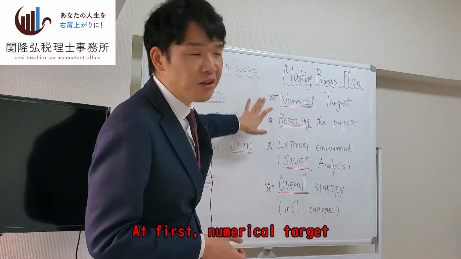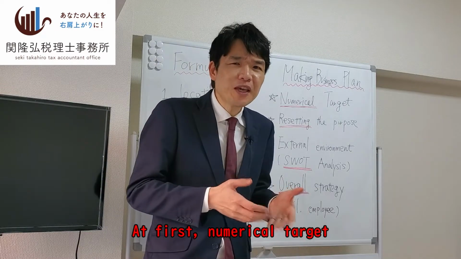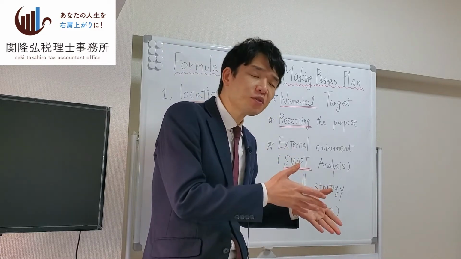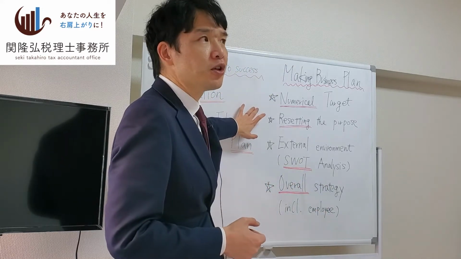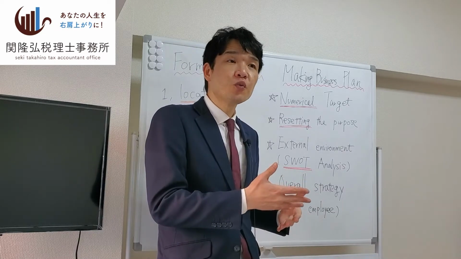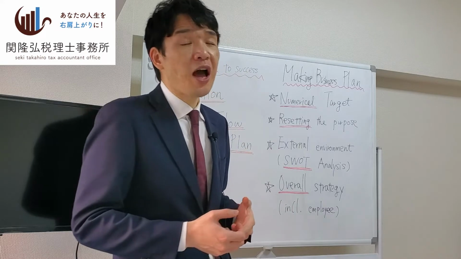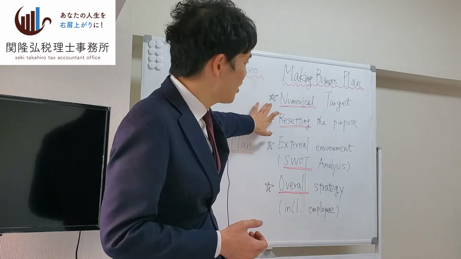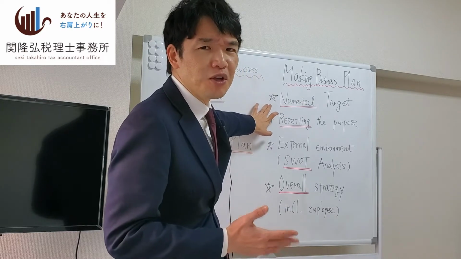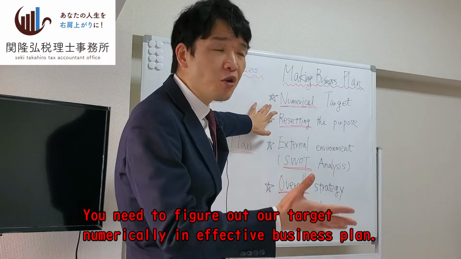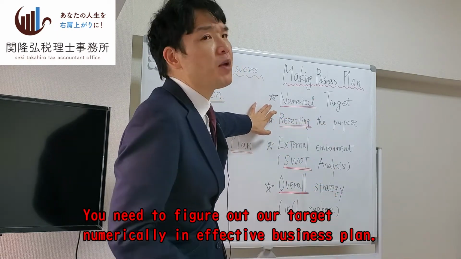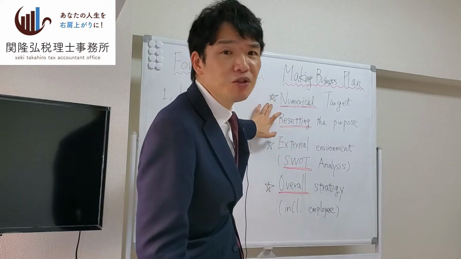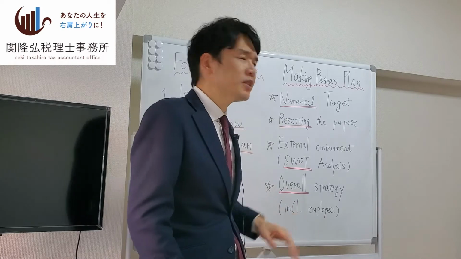Numerical target is really important. What do I mean by numerical? We decide a location, and we also figure out cash flow, deciding how much we borrow or how much initial cash we collect at first. Then we need to figure out the sales target and the break-even target, where we can accomplish the break-even point in the business. So in this stage, we need to decide the numerical target. That would be important.